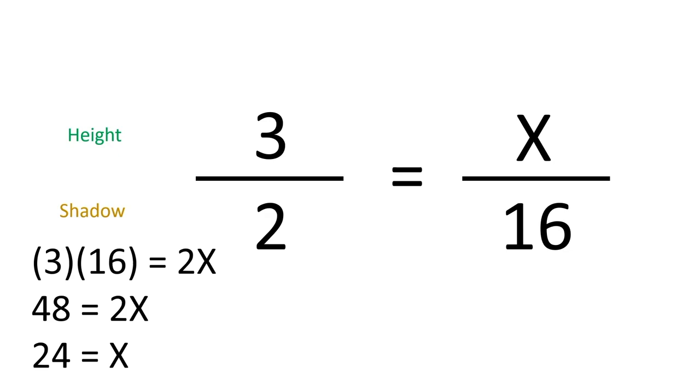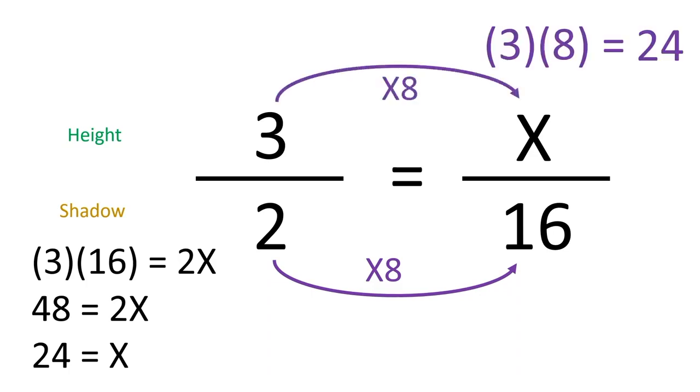We can solve it by looking for patterns. In this case, we know that to get from 2 to 16, we need to multiply by 8. So we can solve for x by multiplying the 3 by 8 to get an answer of 24 feet. The tree is 24 feet tall. Let's look at another example.